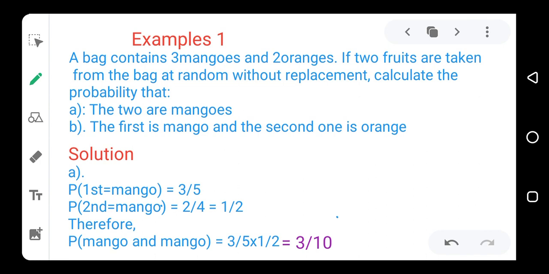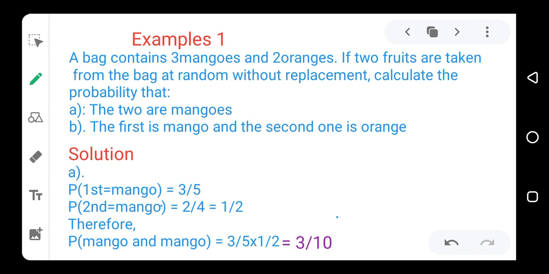Now remember that the formula for dependent events is that the probability of the first event and second event is equal to the probability of the first event times the probability of the second event. So we just multiply the 2 probabilities, which is 3 over 5 times 1 over 2. And this will give us 3 over 10.